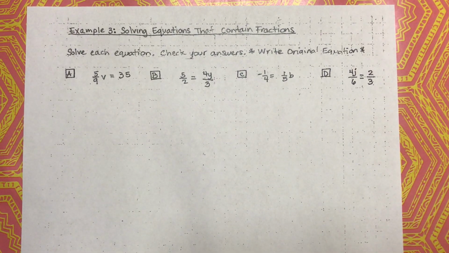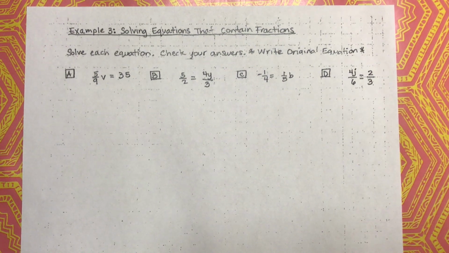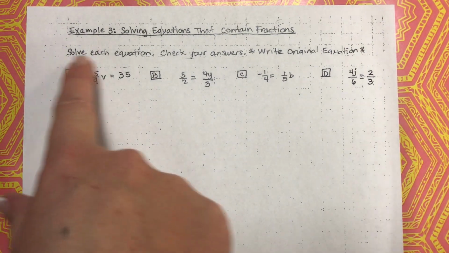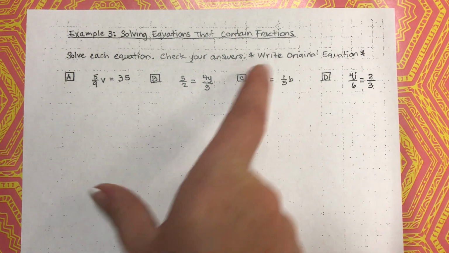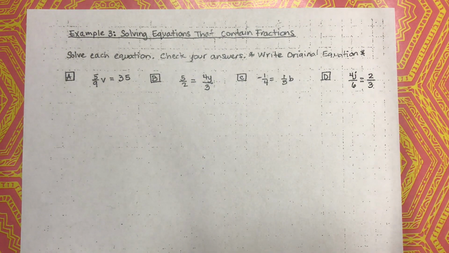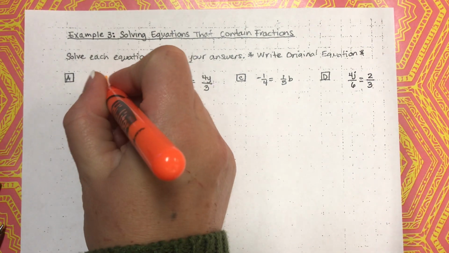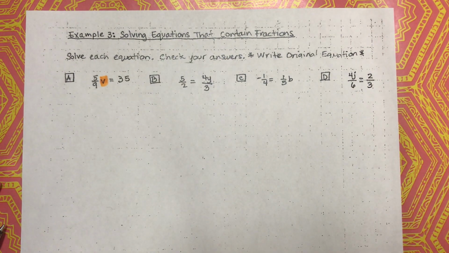We're going to be solving equations that contain fractions. To do this, we're going to solve each equation, check our answers, and then write that original equation each time. So the first one, A: 5/9 times V equals 35. We're trying to get V by itself.